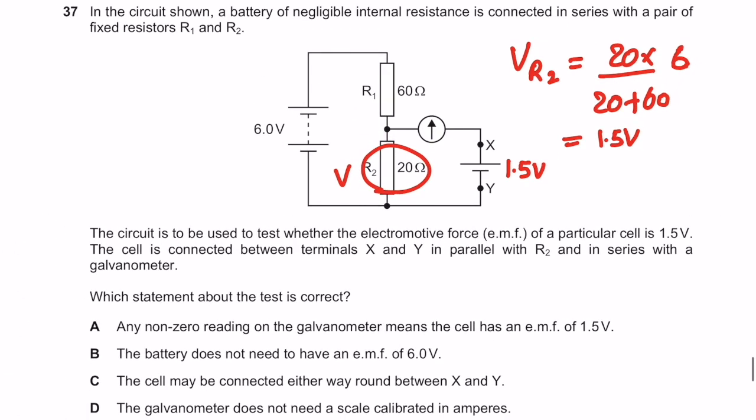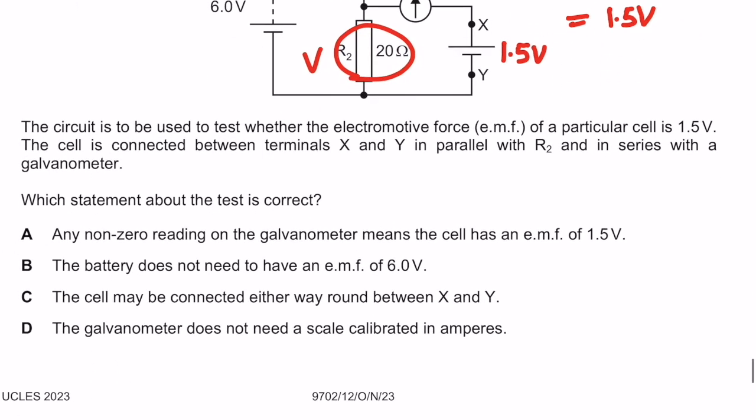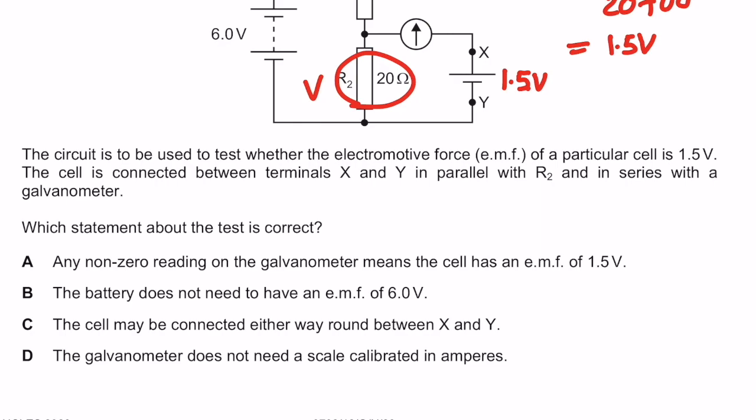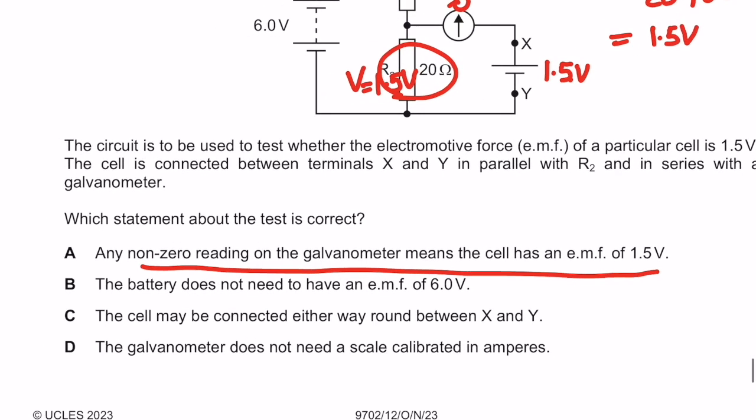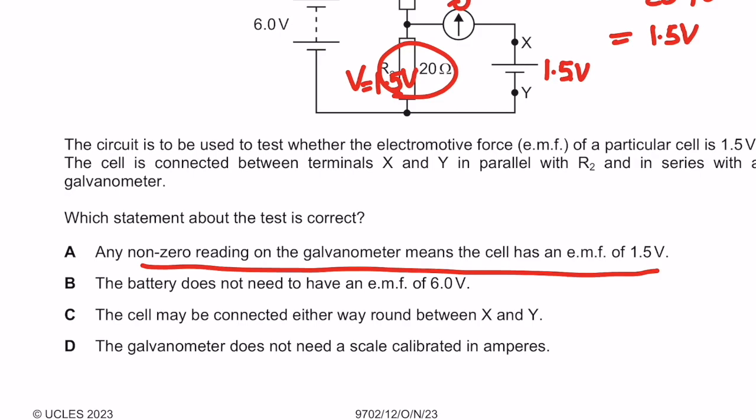When this is 1.5, the voltage across R2 is 1.5. The galvanometer should show 0 reading. So non-zero reading on the galvanometer means the cell has an electromotive force 1.5? No, that's wrong. It means these two numbers are not equal. That's what these two numbers being not equal means: the galvanometer will show a reading. So Answer A is wrong.